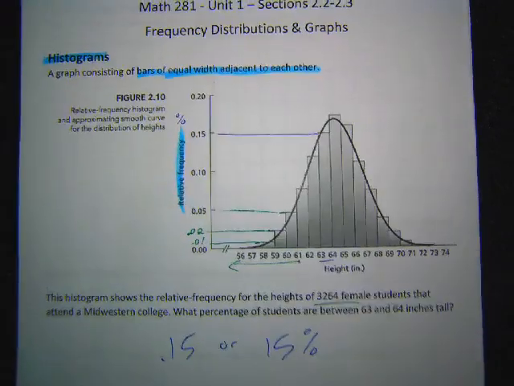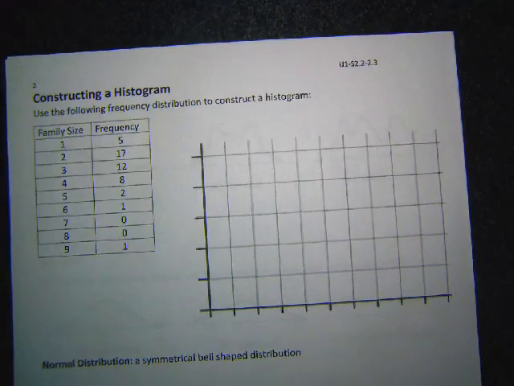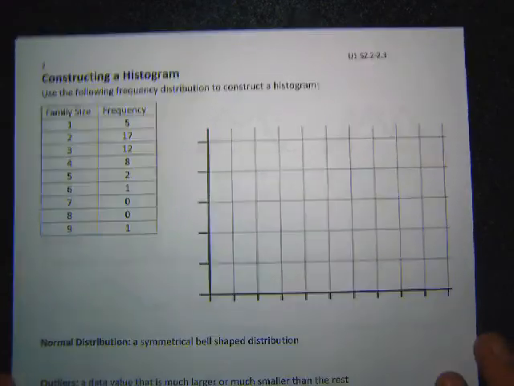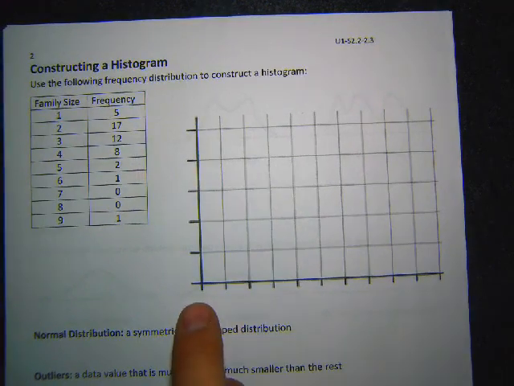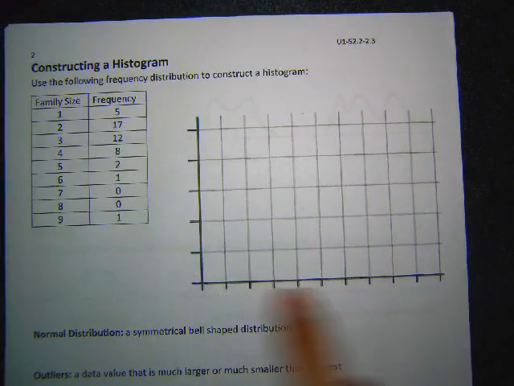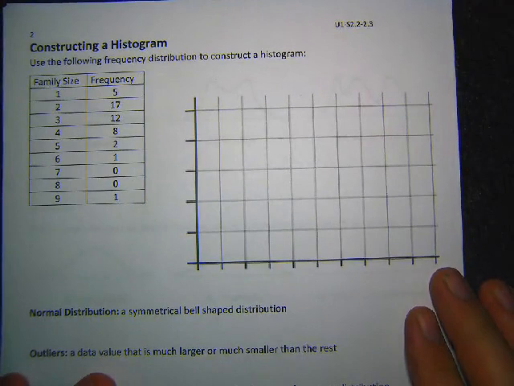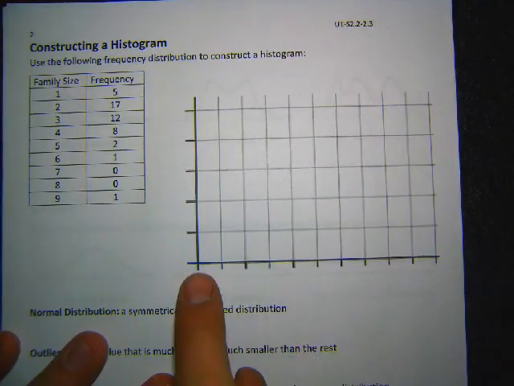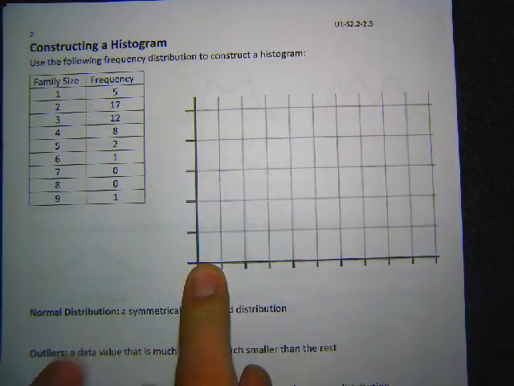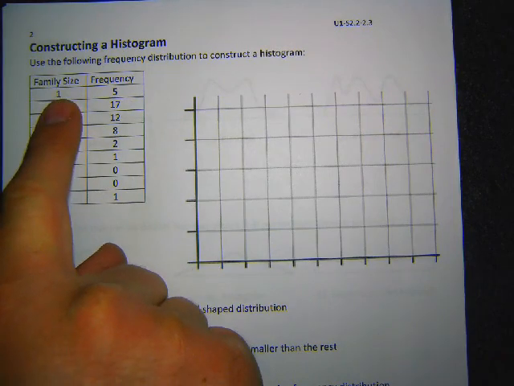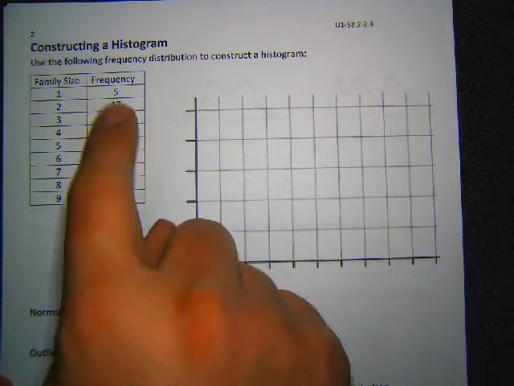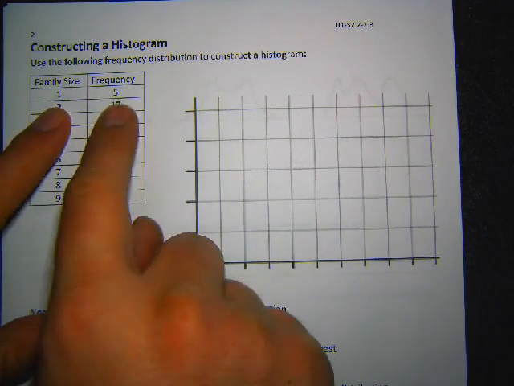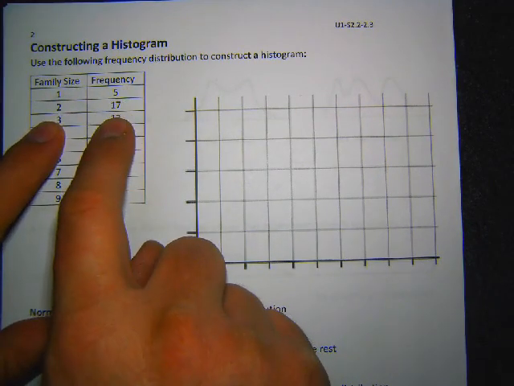So the next thing we're going to do is actually make our own. Let's make our own histogram using the data we have right here. Now when you make a histogram, you've got to do two things. You've got to figure out what you're going to count by vertically and what you're going to count by horizontally. First off, you've got to think about how high you're going to need to go. You can see here this chart has family sizes 1, 2, 3, 4, 5, 6, 9, and it has their frequencies. So the family size of 1 has frequency 5, 2 is 17.